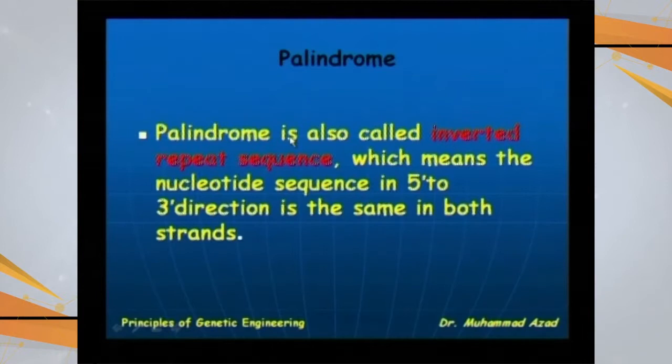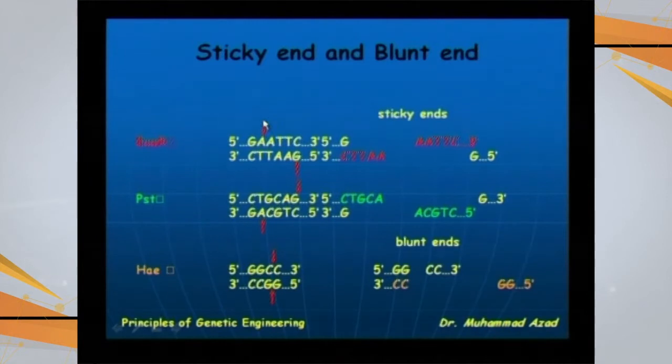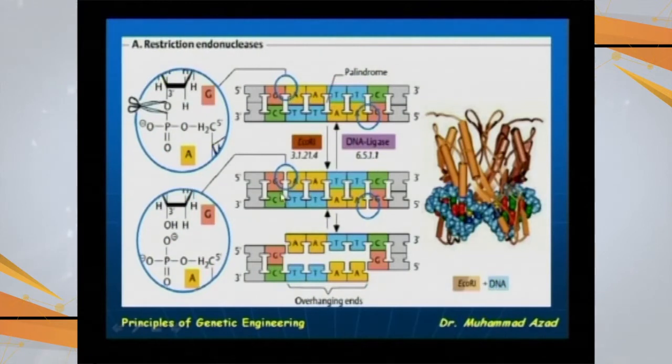A palindromic sequence is called an inverted repeat sequence, which means the nucleotide sequence in the 5' to 3' direction is the same in both the strands. Let us say this is the EcoR1, which is going to cut at that sequence. The other enzymes are going to cut at different sequences. Some are going to produce single stranded ends called sticky ends, some are going to produce blunt ends. So these restriction endonucleases are also called molecular scissors, scissors to cut down the molecules, and these are palindromic, like EcoR1.